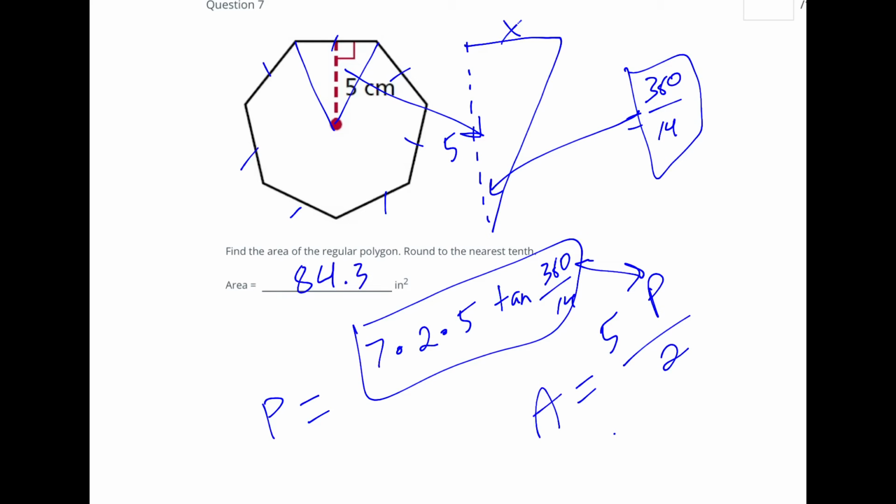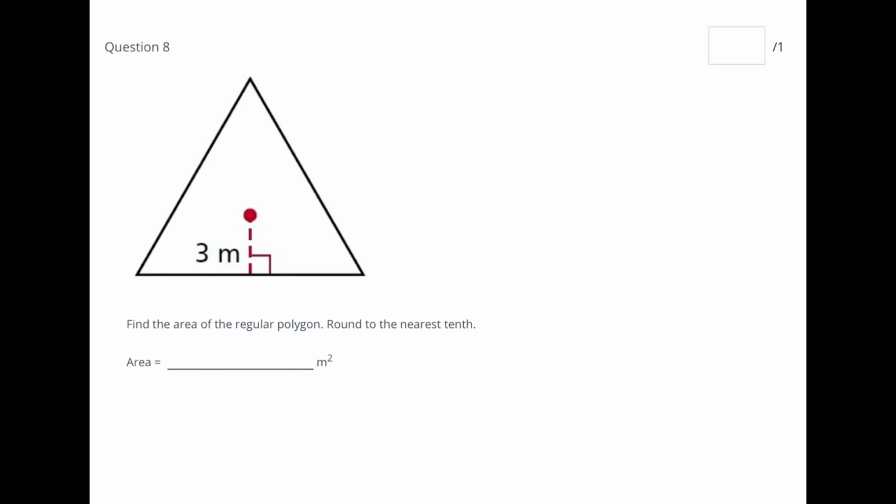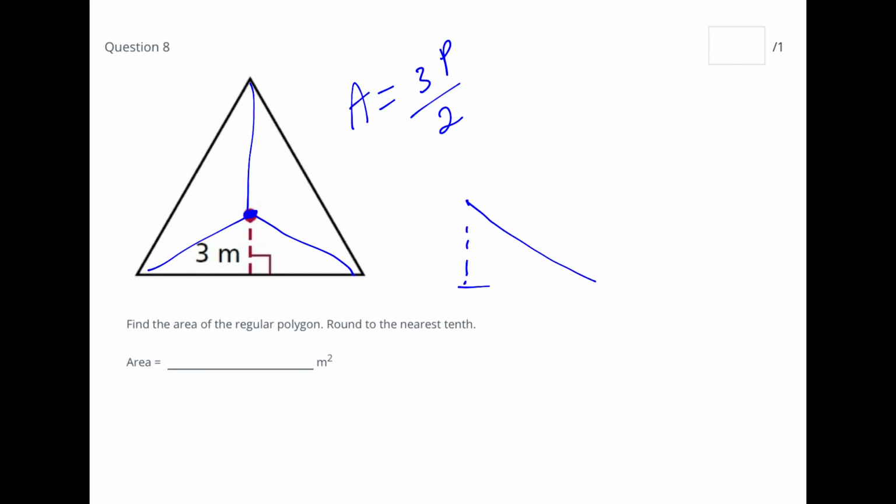84.3. Number 8, if I consider this as the center of the triangle, I'm looking at 1, 2, 3 triangles within that triangle, if that makes sense. So the area is equal to 3, the apothem, times the perimeter divided by 2. So I have to figure out the perimeter. So I'm going to take one of these triangles. I know that is 90. I know that 360 divided by 3 is 120, and if I cut that in half again, 60 degrees right here. So this is 3, this is x.